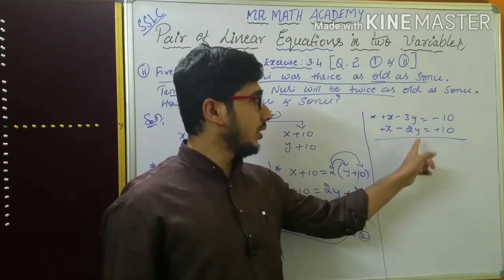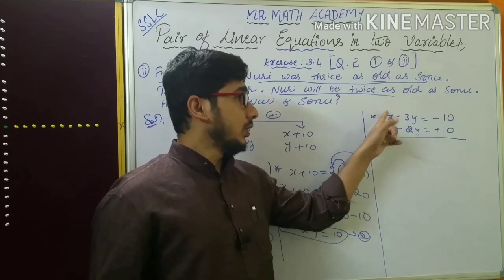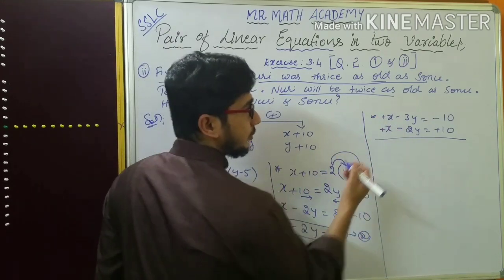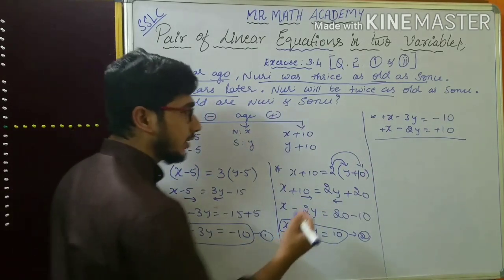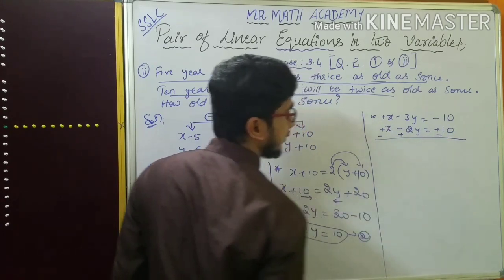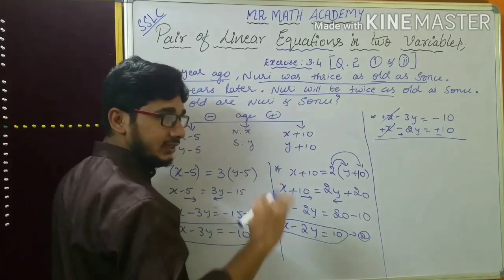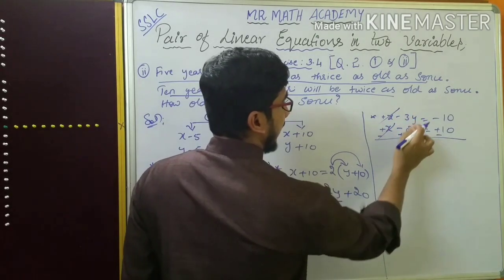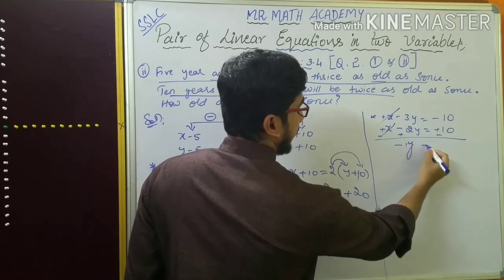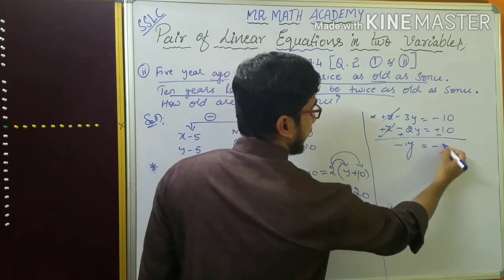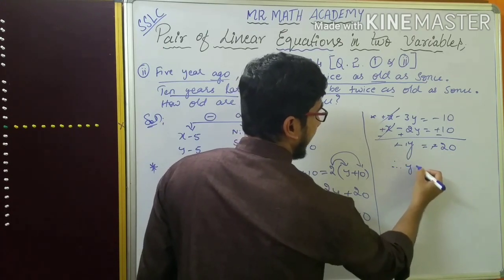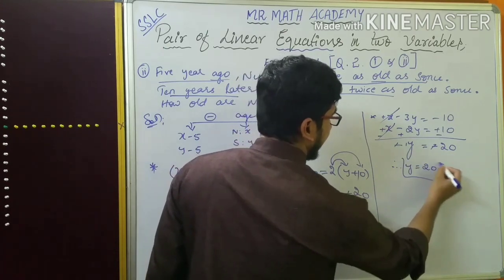Now, see, these two are not the same. We can't do anything with those, but these two x terms are the same. We can cancel them, but we have to change the sign. So instead of plus we'll write minus, and where it is minus, we'll write plus. So x minus x will get cancelled. Minus 3y plus 2y is nothing but minus y, which is equal to minus 10 minus 10, which is minus 20. So minus minus will get cancelled. Therefore, y is equal to 20, you got.